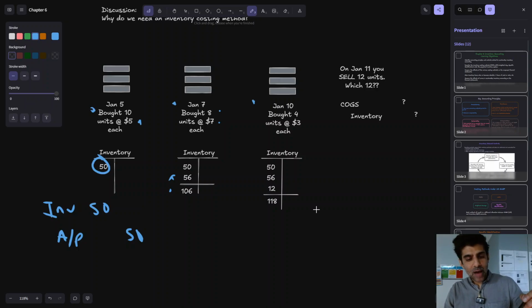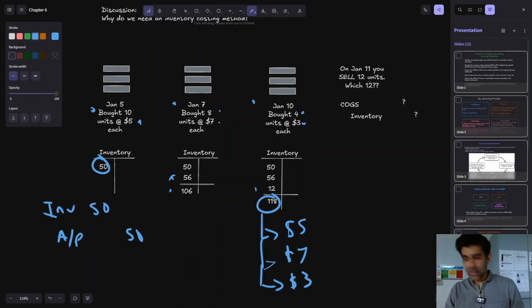And then we have one more purchase transaction. Now it's another price, $3. That's where this 12 comes from: 4 units, $3 each, $12. So we have within this $118 three layers. We have a $5 layer, a $7 layer, and a $3 layer. There are 10 of these, 8 of these, and 4 of these.